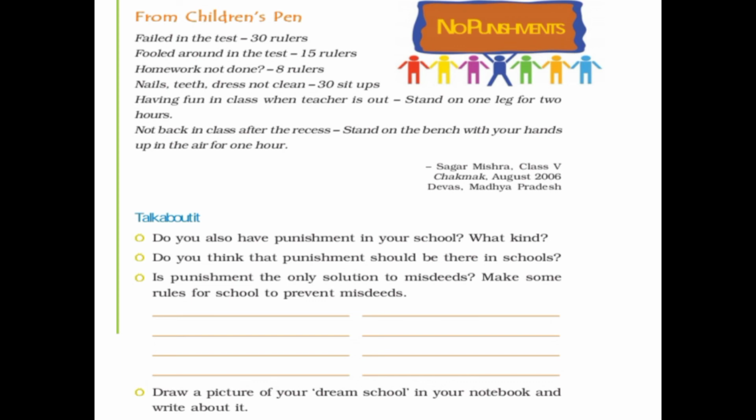So these all are punishments given if the work is not done. So these punishments should not be given. If you are doing any mischief, ask your teacher to give some other punishment other than 30 rulers, 15 rulers, 18 rulers, sit-ups, or standing on the bench with your hands up in the air. All these punishments can't be given, so you can ask for some other punishment.